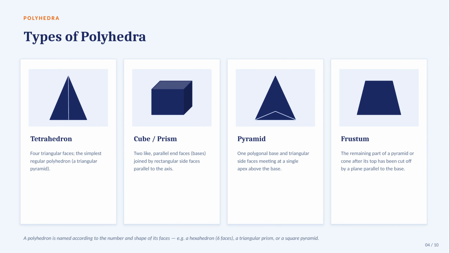Types of polyhedra. Now, let's discuss the different types of polyhedra. A tetrahedron has four triangular faces and is the simplest regular polyhedron. A prism has two identical parallel bases connected by rectangular side faces. A pyramid consists of one polygonal base and triangular faces meeting at a single apex. When the top portion of a pyramid or cone is cut by a plane parallel to its base, the remaining portion is called a frustum.